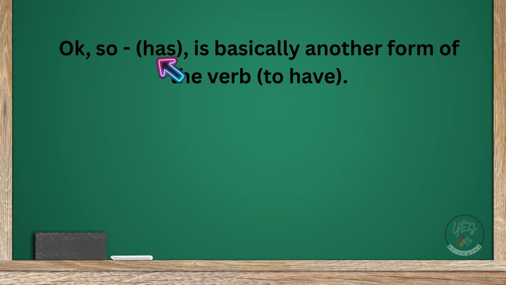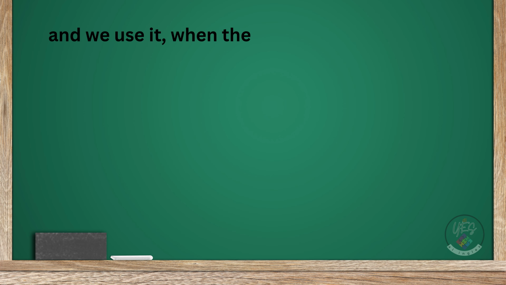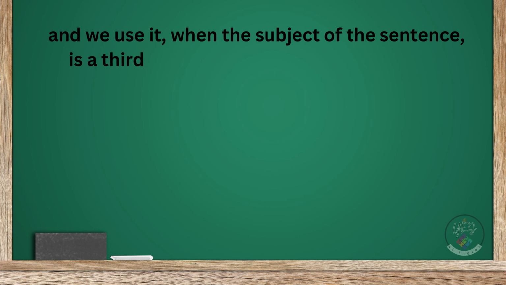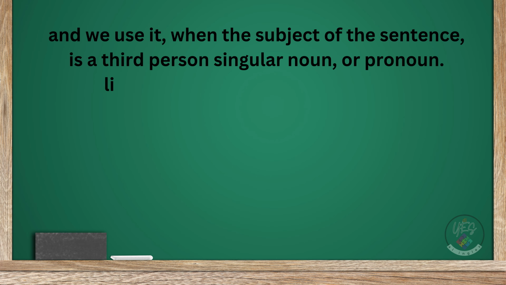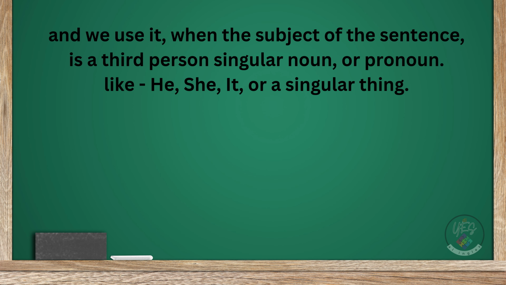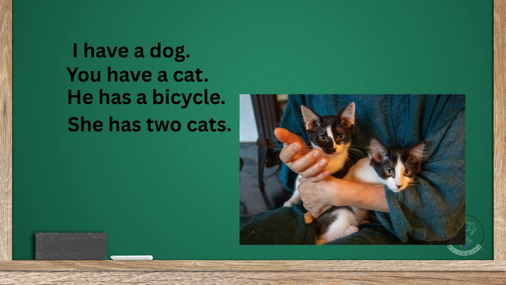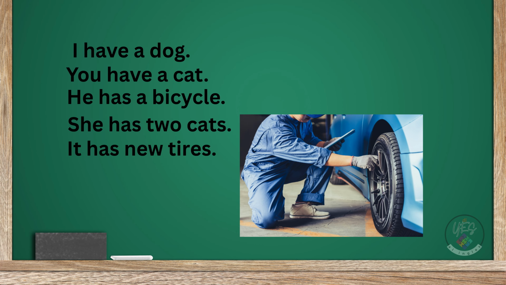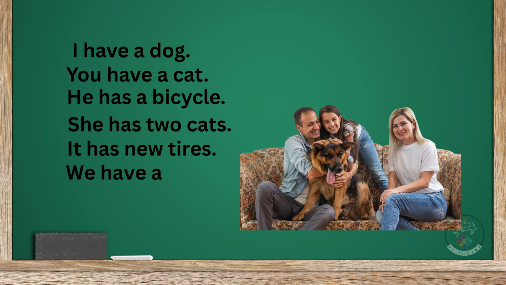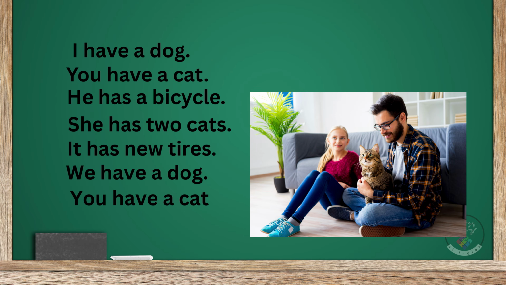Okay, so has is basically another form of the verb to have, and we use it when the subject of the sentence is a third-person singular noun or pronoun, like he, she, it, or a singular thing. For example, it has new tires. Got it? Good. Let's continue. She has two cats. It has new tires. We have a dog. You have a cat.